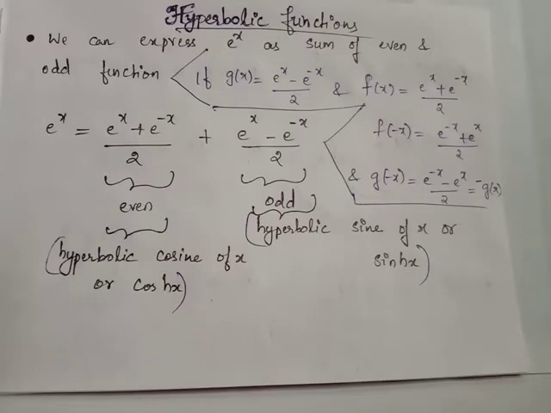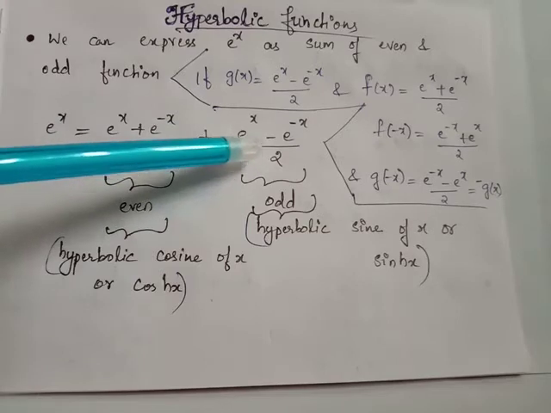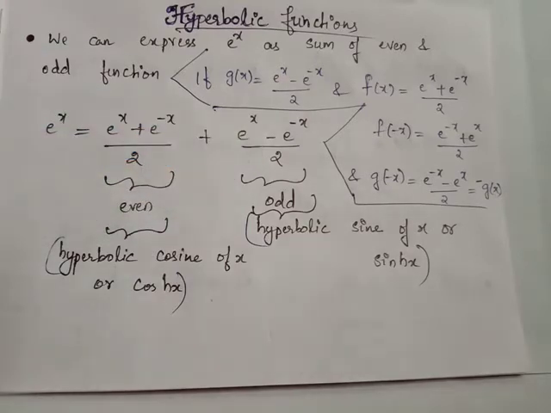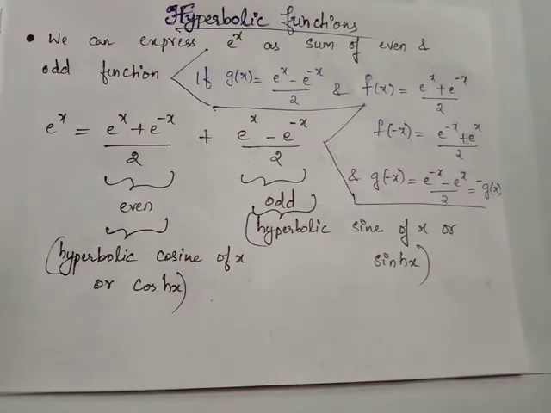If we wish to express exponential function e raised to x as sum of both even and odd function, we can have e raised to x equals e raised to x plus e raised to minus x divided by 2 plus e raised to x minus e raised to minus x divided by 2. If you call this part as f of x and this part as g of x, you can observe that f of x and f of minus x are the same.